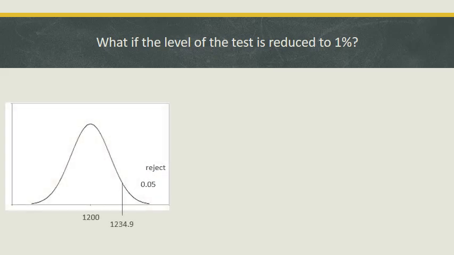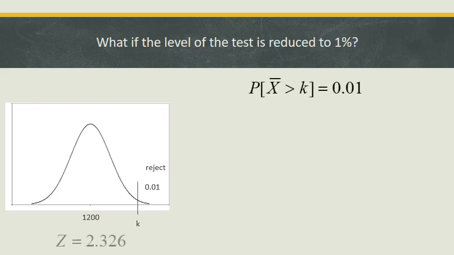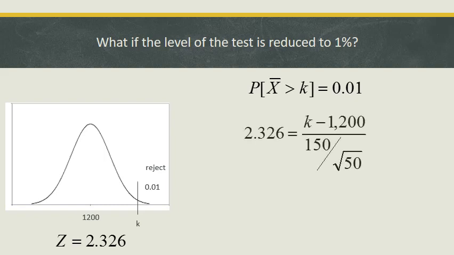Here is what the previous question looked like at the beginning. By changing from 5% to 1% level, you can see that the critical value is going to be further out in the right tail. Specifically, for the z distribution, we know that the area in the right tail is 0.01 when z is equal to 2.326. Again, we create z by subtracting the mean and dividing by the SD, and set it equal to 2.326. Solving for the critical value, we now get 1,249.3.